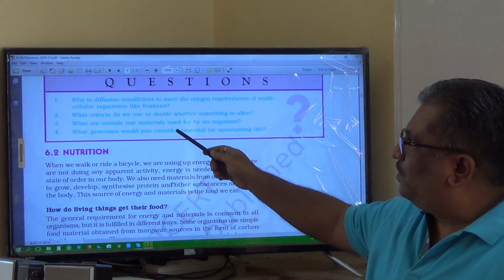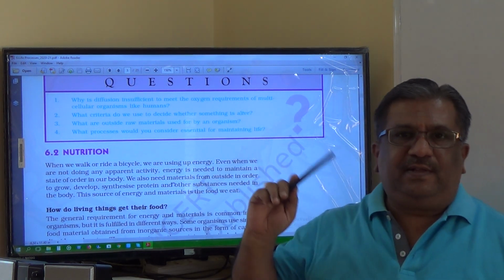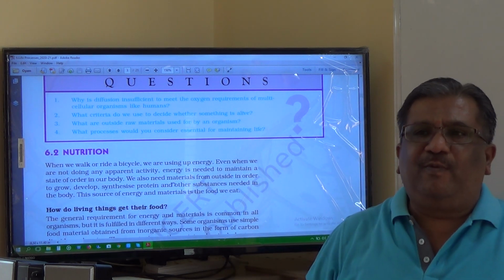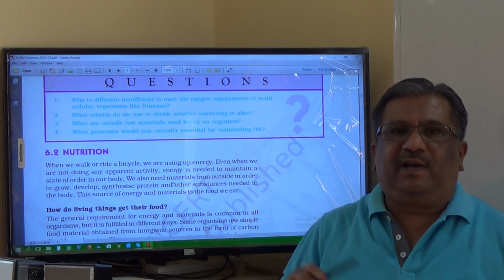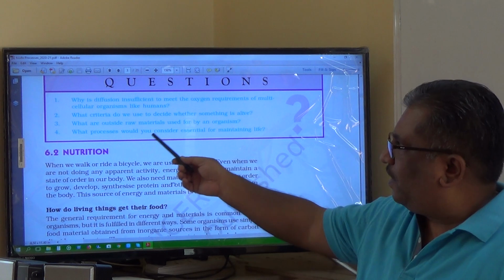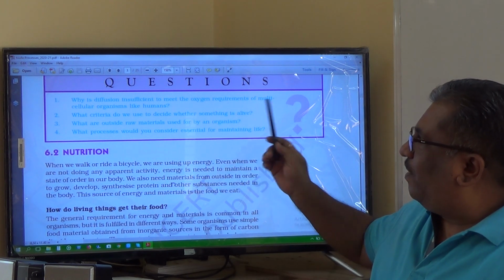What criteria do we use to decide whether something is alive? This also I have explained. One is visible movements, non-visible movements such as molecular movements, and all life processes and growth of the body are the criteria we use.